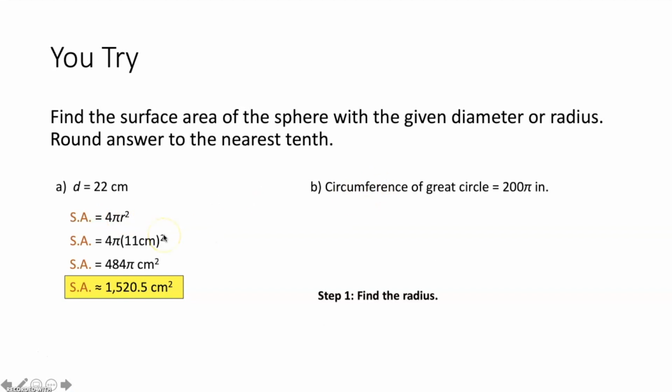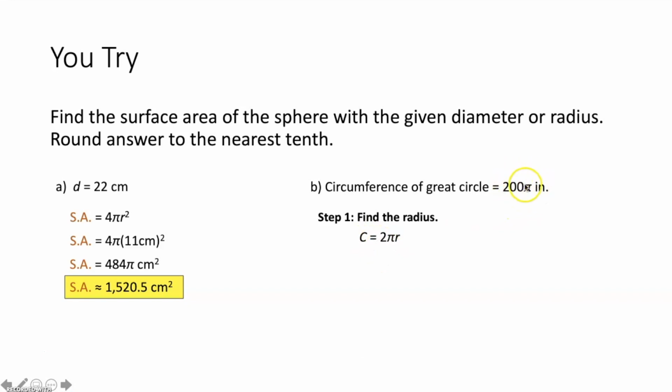So how do I find the radius? Well, in order to find the radius, I'm going to have to use this information. Remember that the radius of a great circle is actually equal to the radius of our sphere. So all I really need to do is find the radius of this great circle with a circumference of 200 pi inches. So what I'm going to do is use the circumference formula. Circumference is equal to 2 pi r.